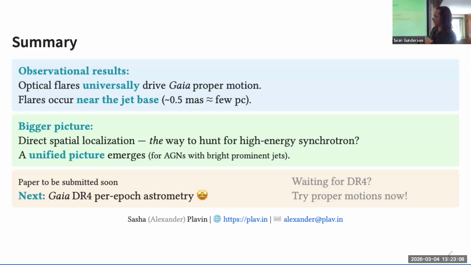So I would say, finishing the paper, it should be submitted soon, and of course waiting eagerly for the next Gaia data release with per-epoch astrometry. And if you have a science case where you are waiting for per-epoch astrometry as well, maybe try proper motions already. Maybe they will be useful for your science case as well. With that, thank you, and looking forward to questions.